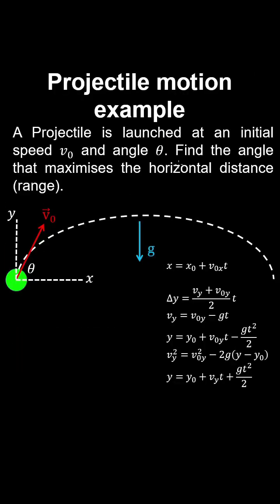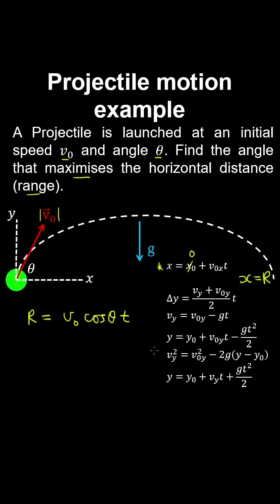A projectile is launched at an initial speed v0 and an angle theta, and we're asked to find the angle that maximizes the range. So if we take a coordinate system with the origin at the initial position of the projectile, the range is x equals r. And the only kinematic equation in the horizontal direction is this one.